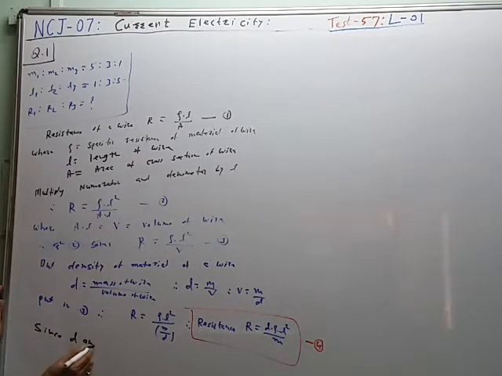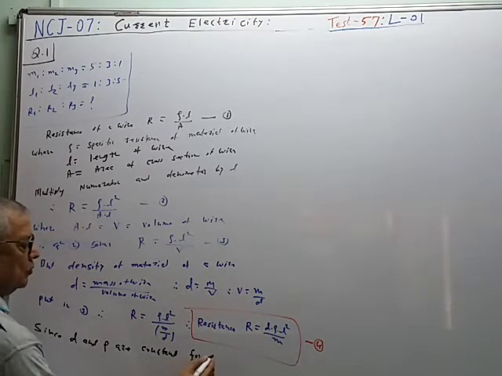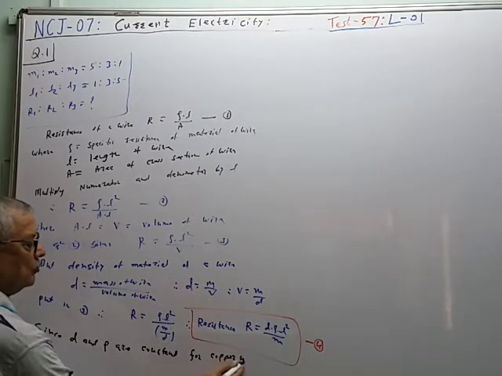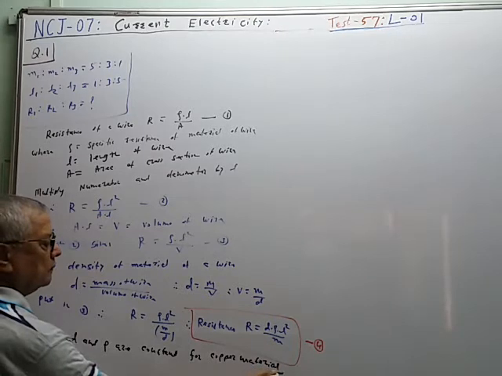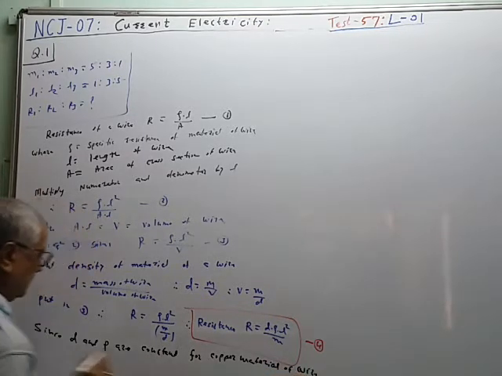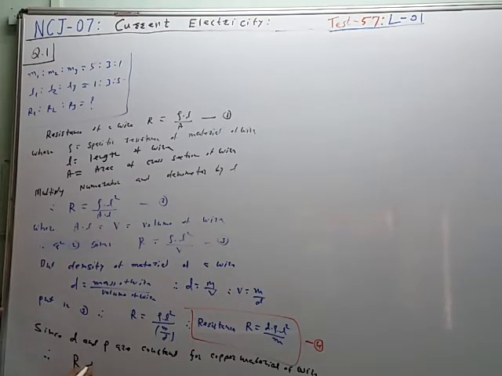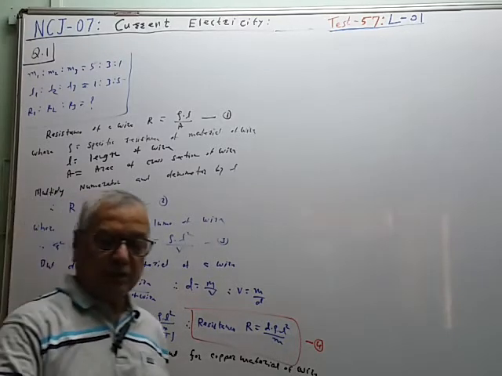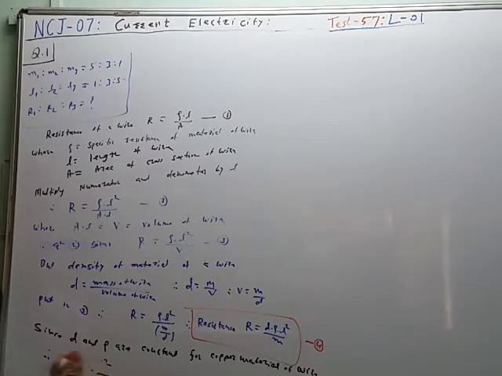Since D and rho are constant for copper material of wire, therefore R is directly proportional to L square upon M. So this is the equation capital A.